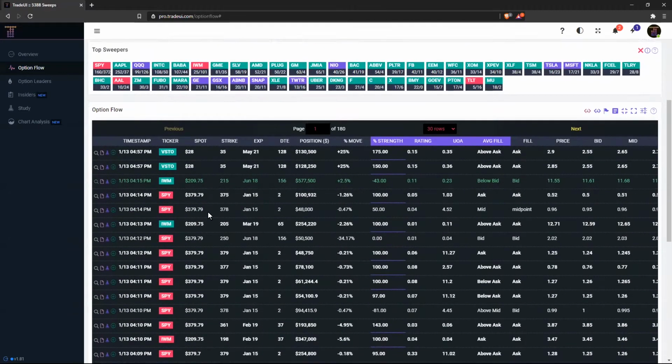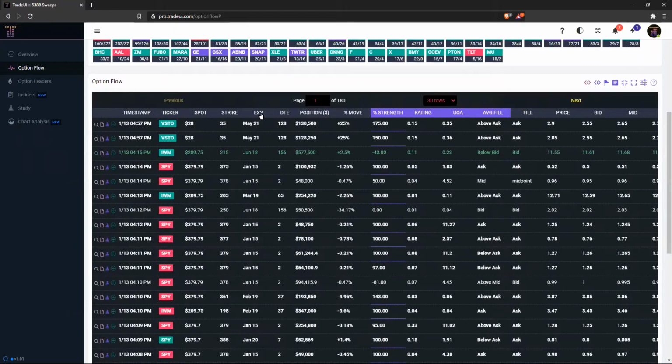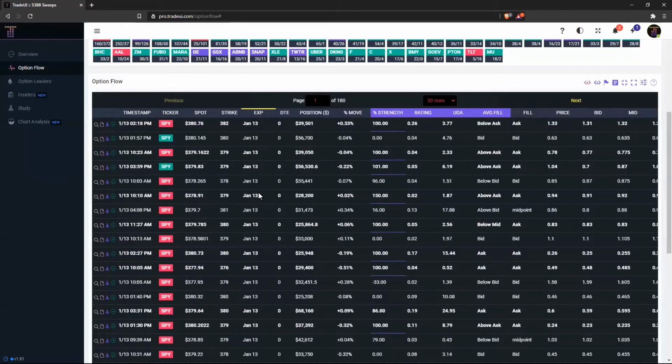So no, these are a bunch of them. So if I could sort by expiration, I don't want to see expiration 13. So a lot of SPY stuff, right? So ask, bid, above. Yeah, ask. I remove ETFs usually. I don't even look at them. Oh, no, I'm just saying for, yeah.